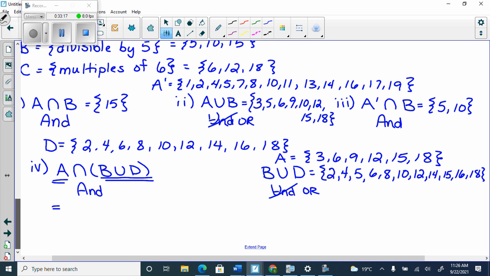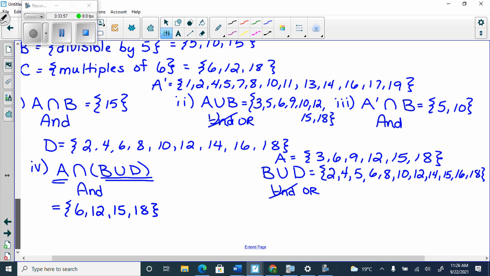So what's in A and B or D? 2 isn't in both, 3 isn't in both, 4 isn't in both, 5 isn't in both, 6 is. 8 isn't, 9 isn't, 10 isn't, 11 isn't in either. 12 isn't in both. 14 isn't, 15 is in both. 16 isn't, 18 is in both. You see how I split it up? You do the B or D first, write them on top of each other and list what's in both, right? If it was or, I would list every single one of those numbers, wouldn't I? That's the only difference between and or. And you list what's in both, or you list anything that's in either or. Okay?